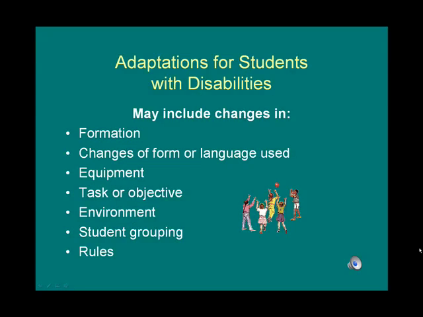Adaptations for students with disabilities are varied and may include everything from varying the formation of a class to changing the form or the language used to explain a concept in class, the type of equipment used, the task itself, varying the environment, altering student grouping, or possibly the rules of a particular game or activity so that all students can participate. Your reading this week relates to different examples from each of these categories so that you know ways that you can accommodate students who do have disabilities in your classroom.